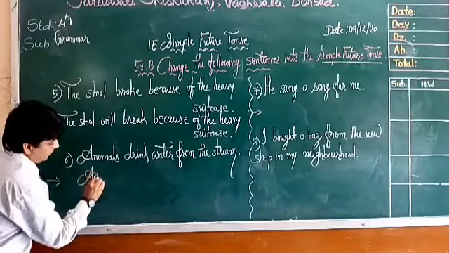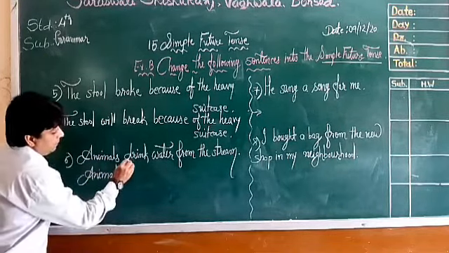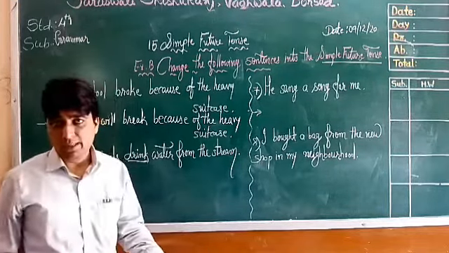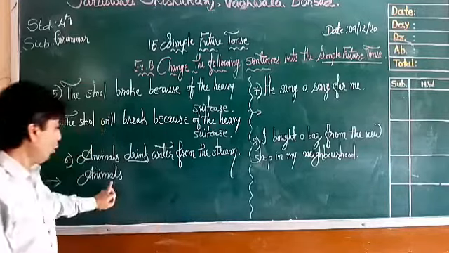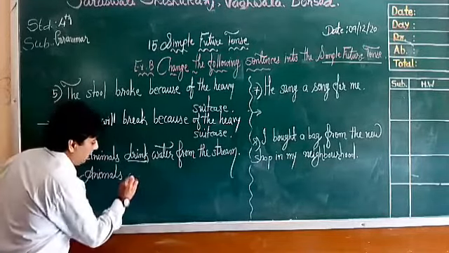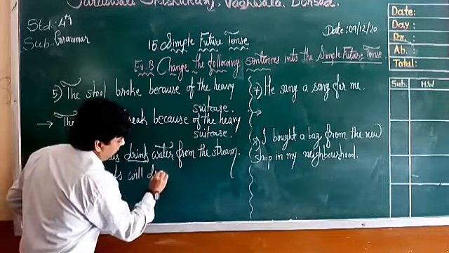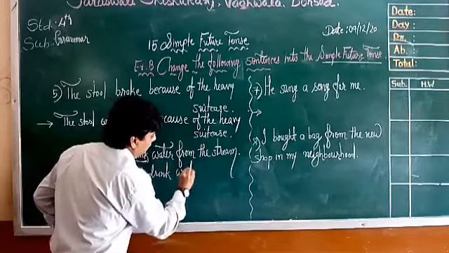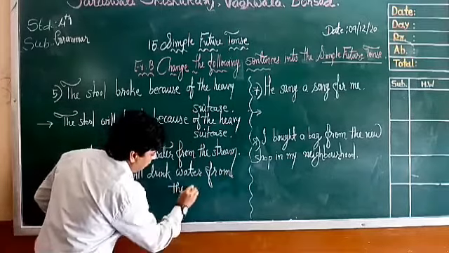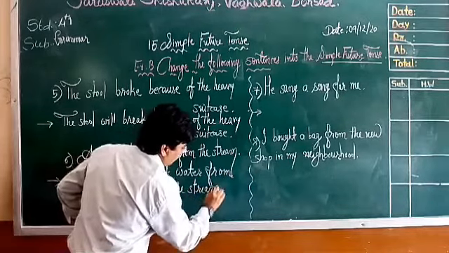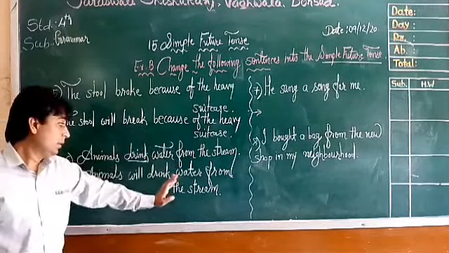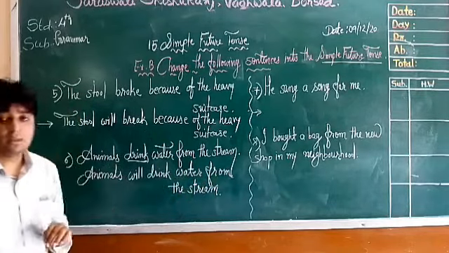Animals is the subject. Animals drink. Now drink itself is the main form of the verb, right? So no need to change anything. Only that we have to add will. Animals will drink water from the stream. Alright, full stop. Animals will drink water from the stream.